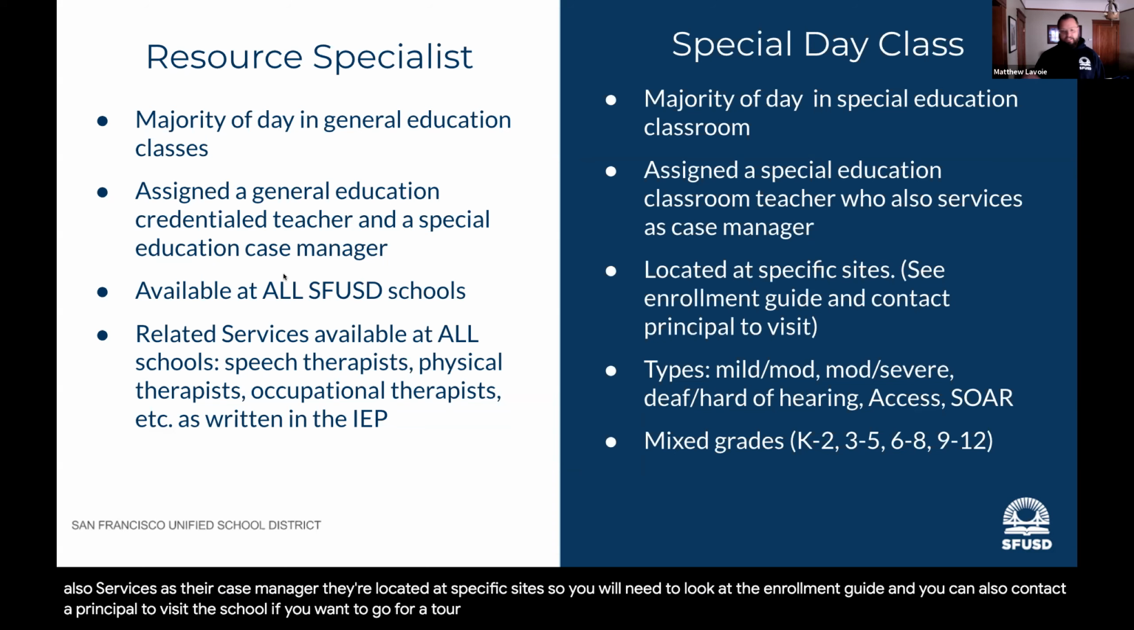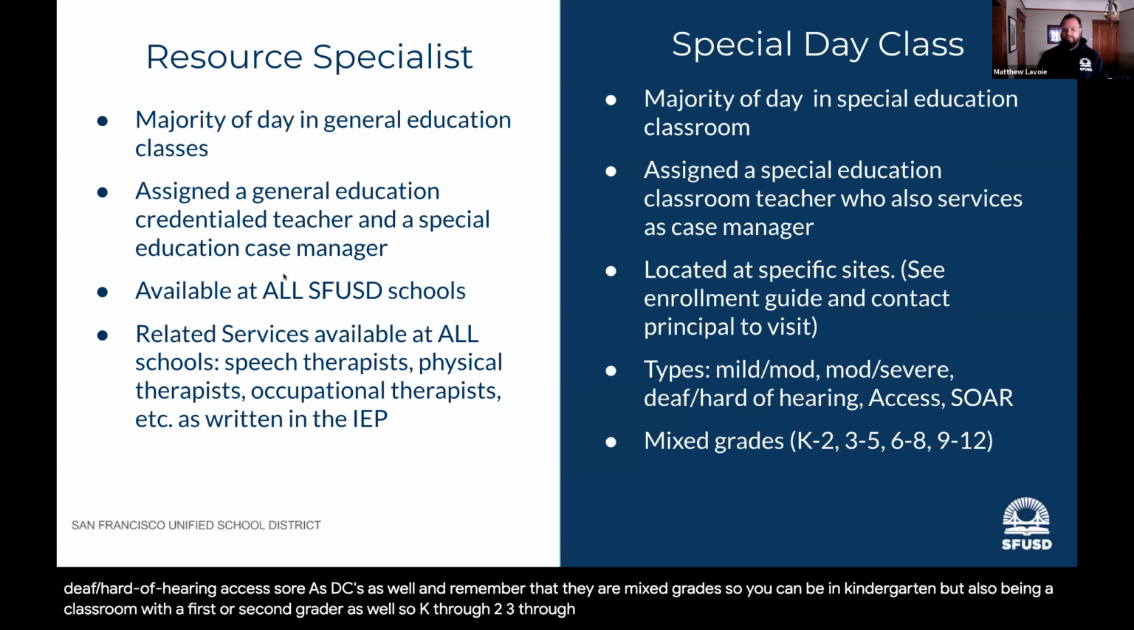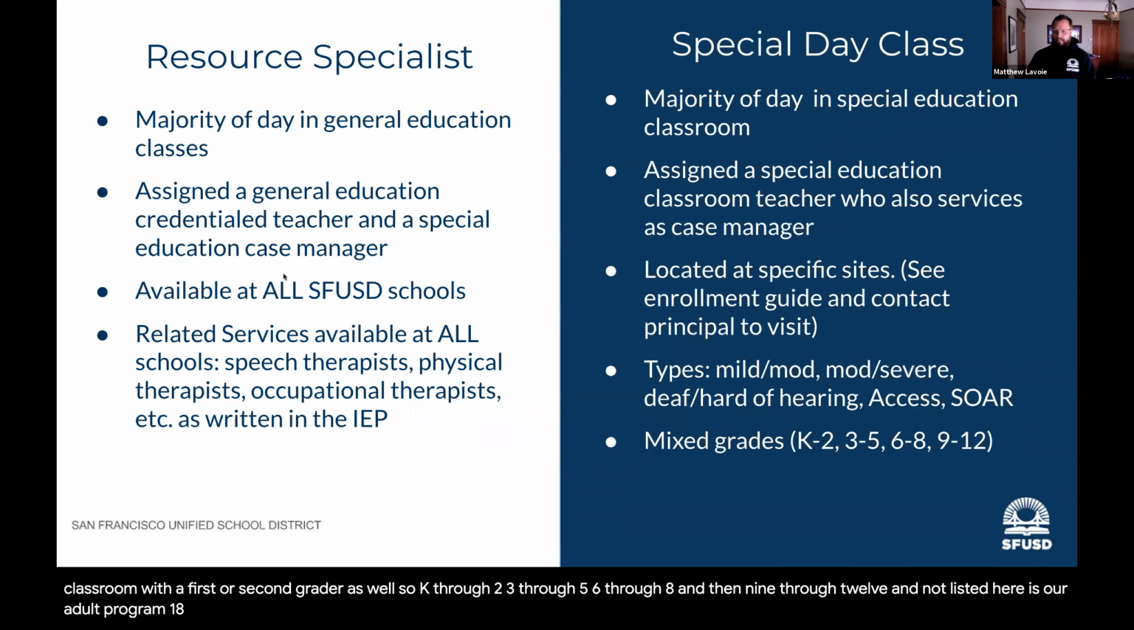We have many different types of SDCs. We have our mild moderate, our moderate severe, deaf and hard of hearing, access, SOAR, and not listed here is our autism focus SDCs as well. And remember that they are mixed grades. So you can be in kindergarten, but also be in a classroom with a first or second grader as well. So K through 2, 3 through 5, 6 through 8, and then 9 through 12. And not listed here is our adult program, ages 18 to 22.